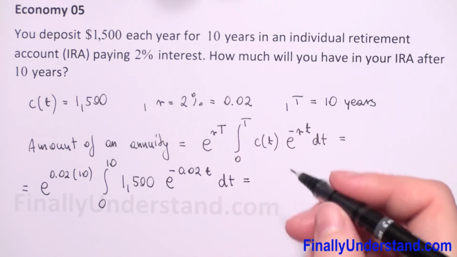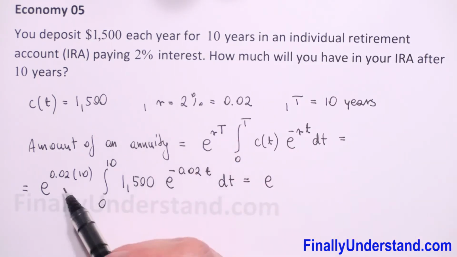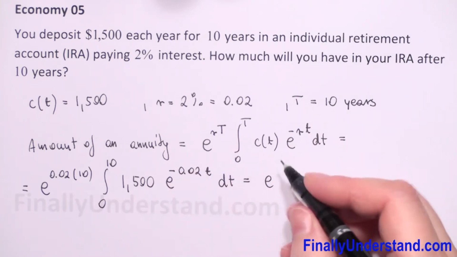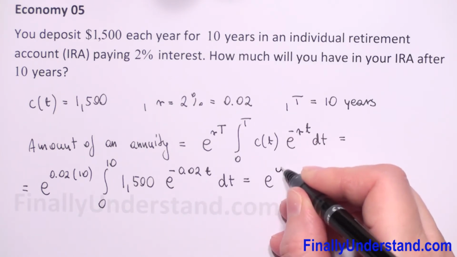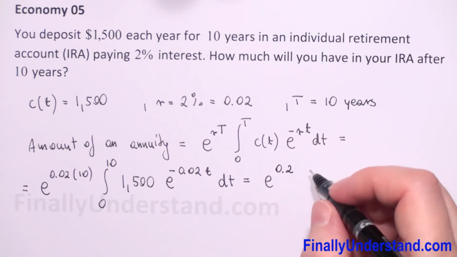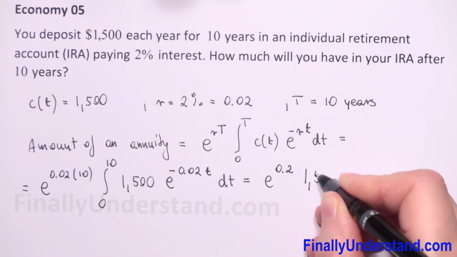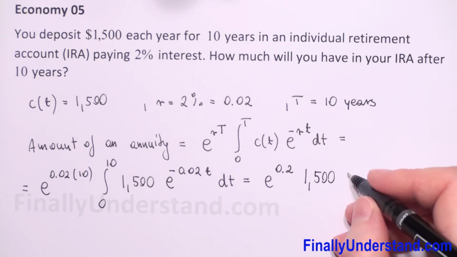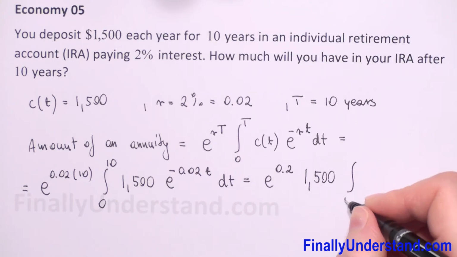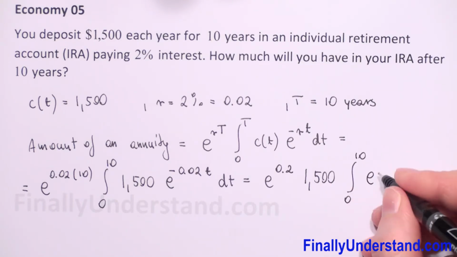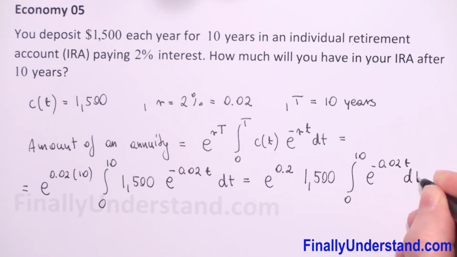So we have e to the power 0.02 times 10, so you move the decimal point one place to the right, and it will be 0.2. We can take this constant before the integral symbol, so we have times 1,500, and the definite integral from 0 to 10 of e to the power negative 0.02 t dt.